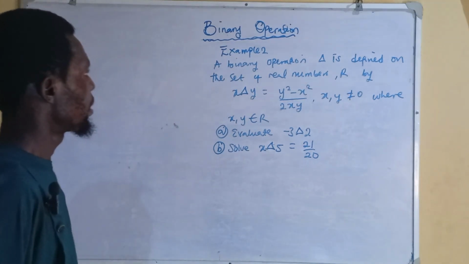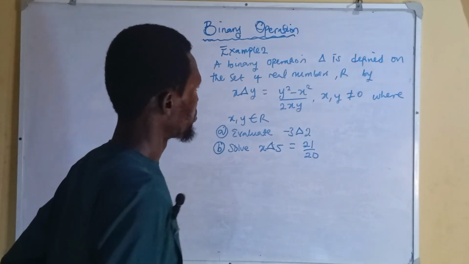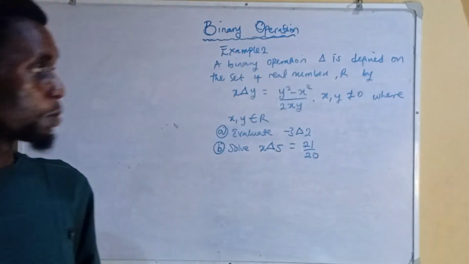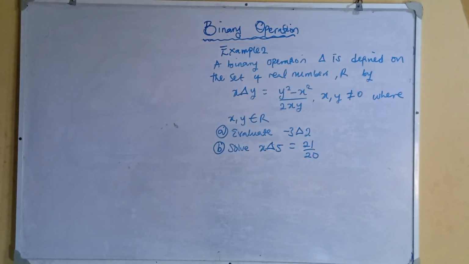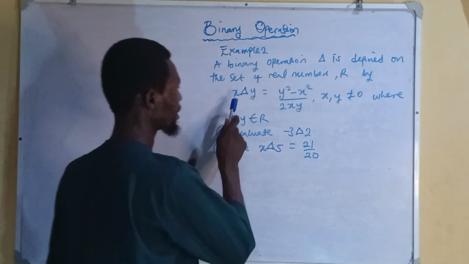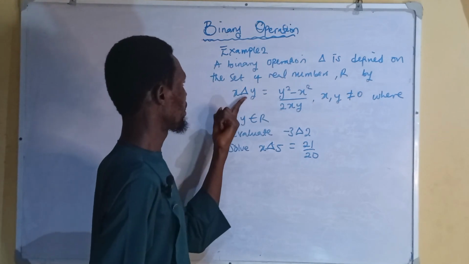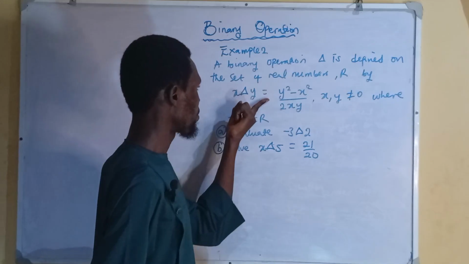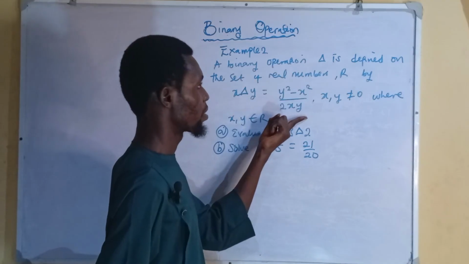All right, let us consider this particular question so that we can move on to the next content of this topic. The question reads: a binary operation is defined in the set of real numbers by x delta y equals y squared minus x squared, all over 2xy.